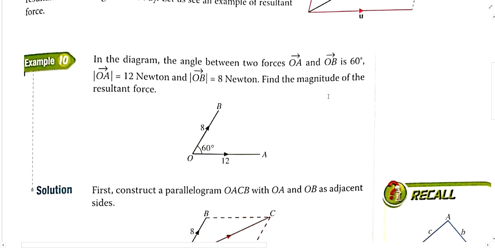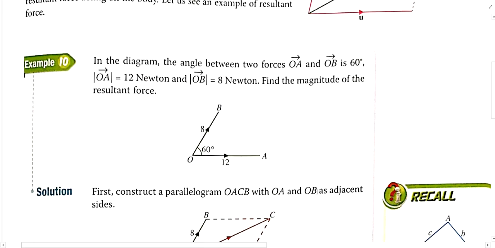Okay, now we are going to try with magnitude. So example 10, angle between two forces. The forces are OA and OB. The magnitude of the line corresponds to the magnitude of the force, and there's an angle of 60 degrees between them. The magnitude of OA is 12 newtons, so that's why they have a 12 over here, and they have these two strokes over here to represent the magnitude. Now this is 8. Find the magnitude of the resultant force.